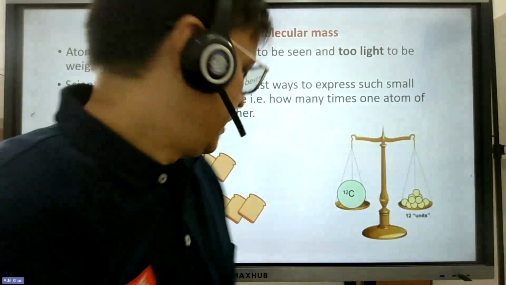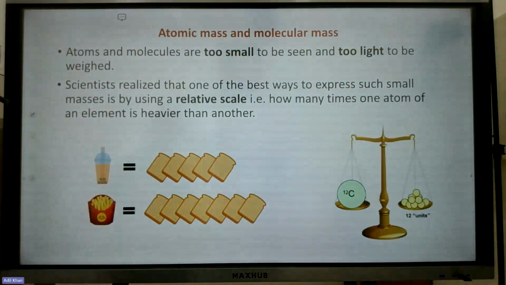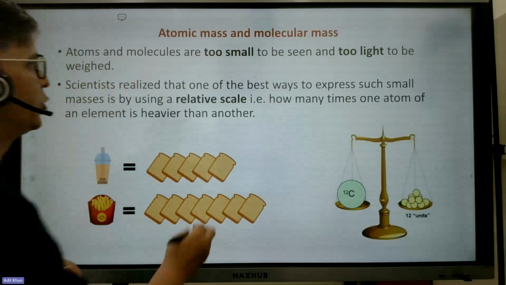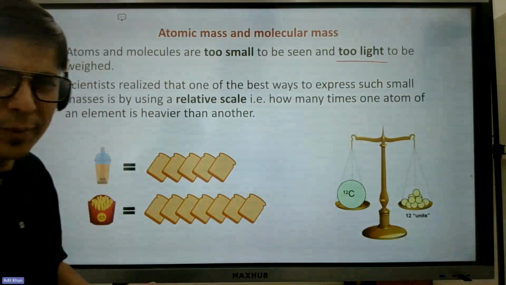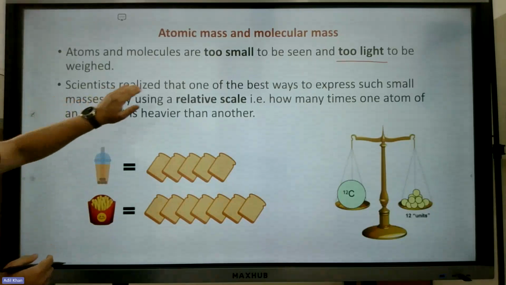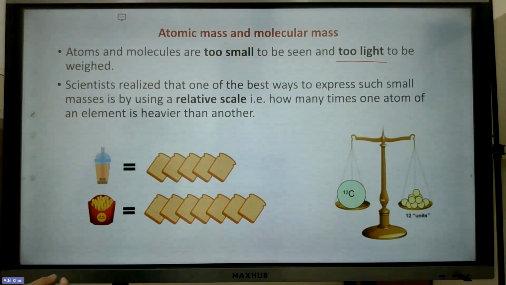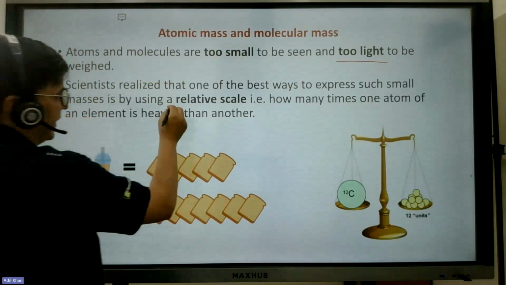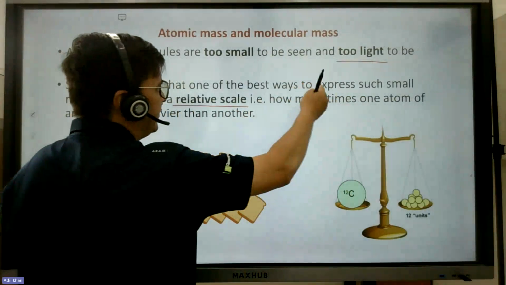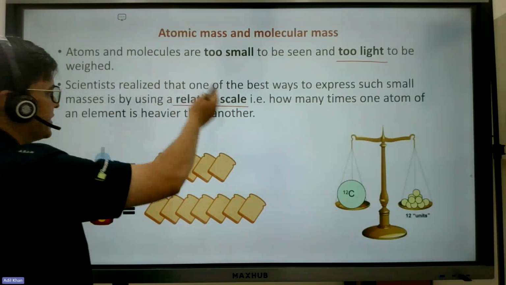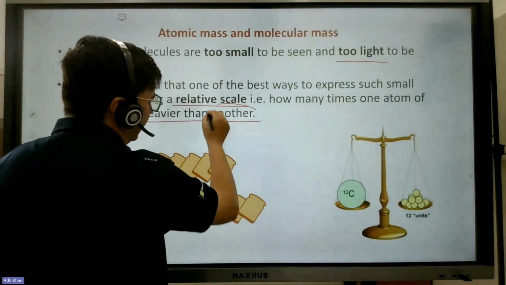Okay, now let me take you further. Atoms and molecules are too small and too light to be weighed or measured. You cannot measure them. Scientists realized that one of the best ways to express such small masses is using a relative scale, like this weighing balance. Relative scale means how many times one atom of an element is heavier than that of another.